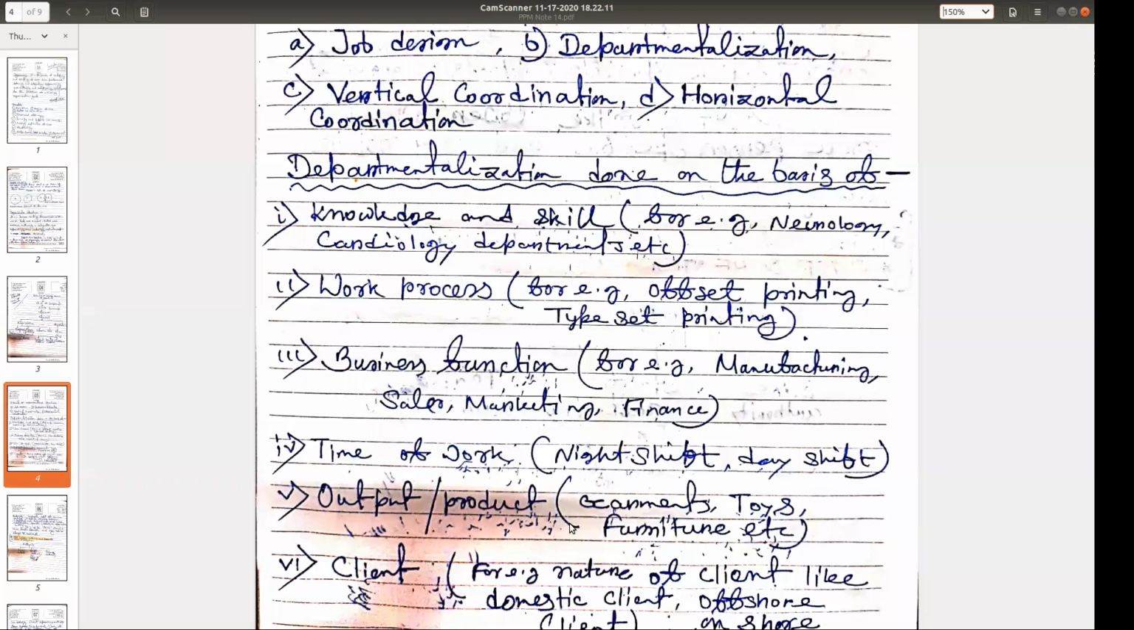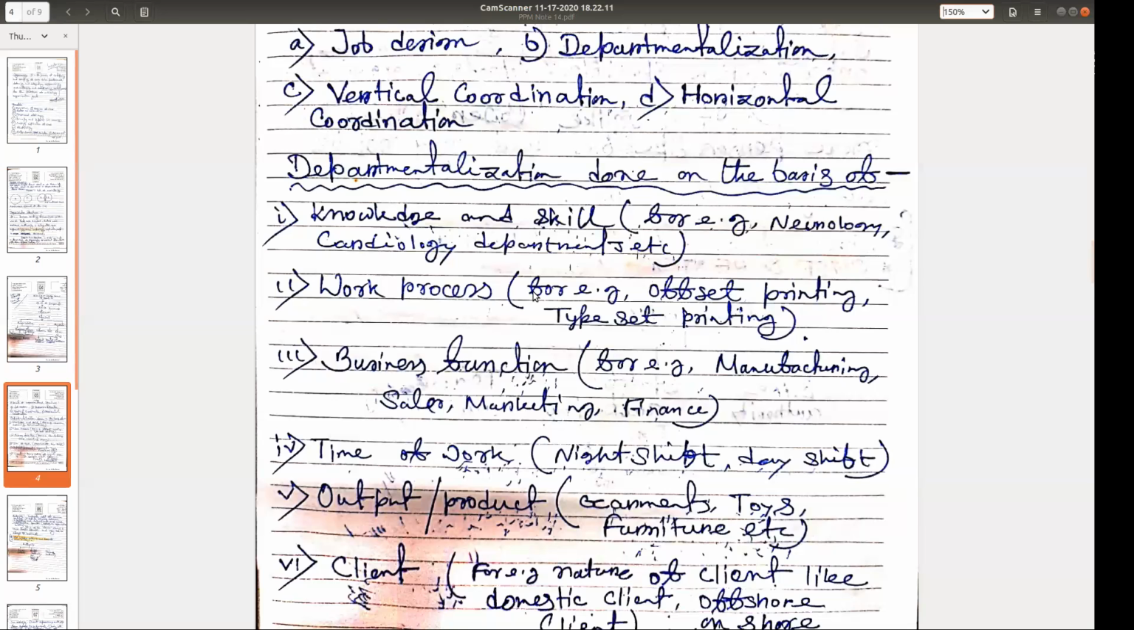Next, again very vital, is the nature of your client. Whether you are dealing with a domestic client or a foreign client, based on different clients, there could be different departments. So these are the bases of the different departments.